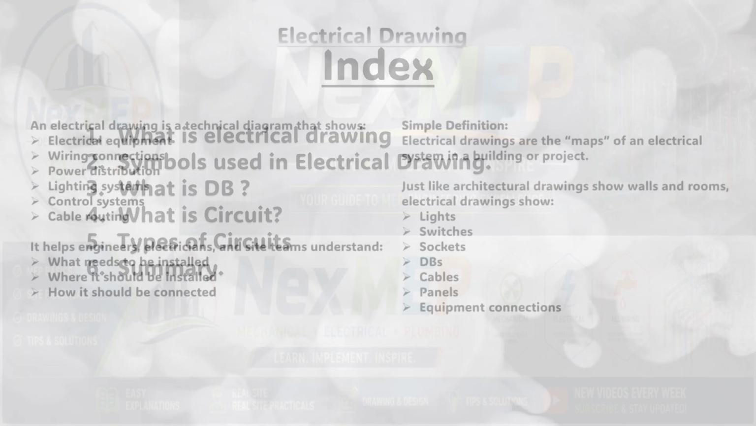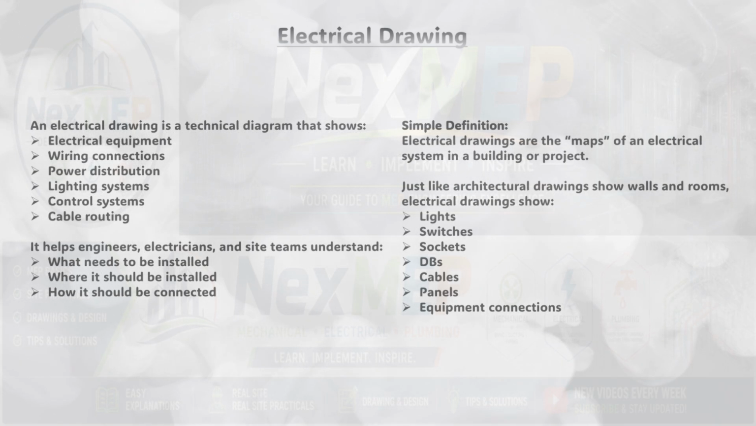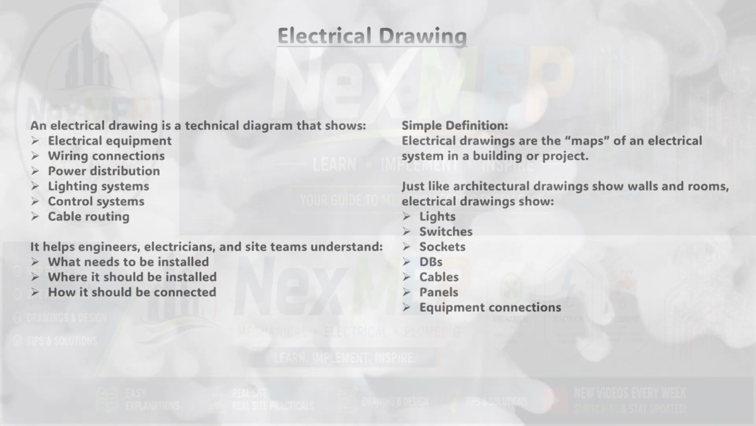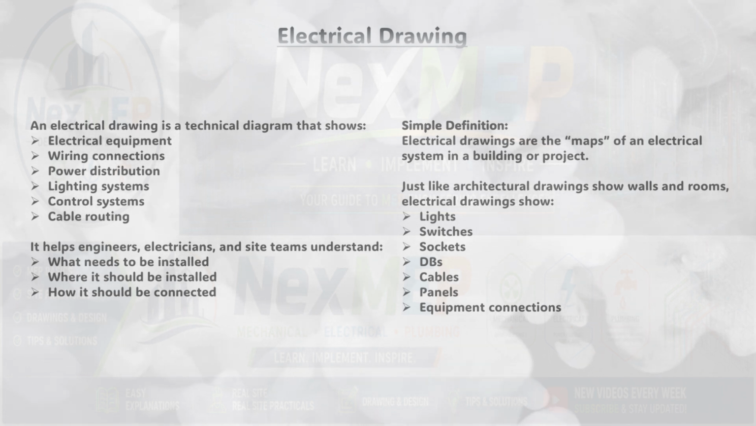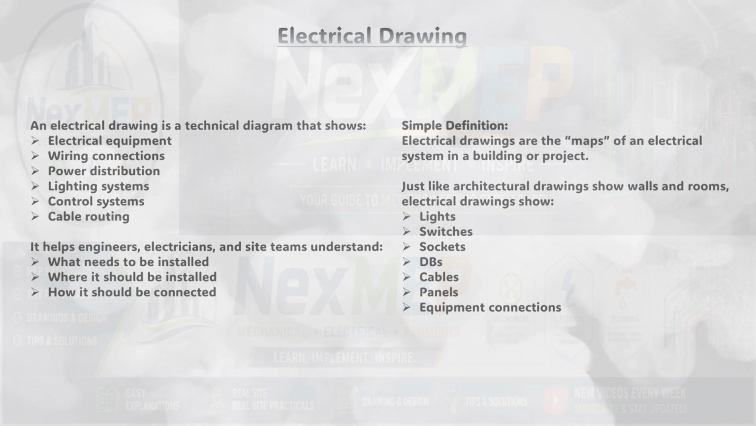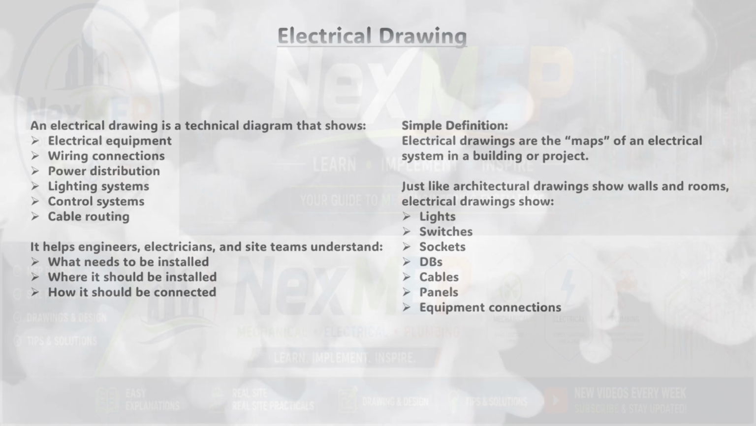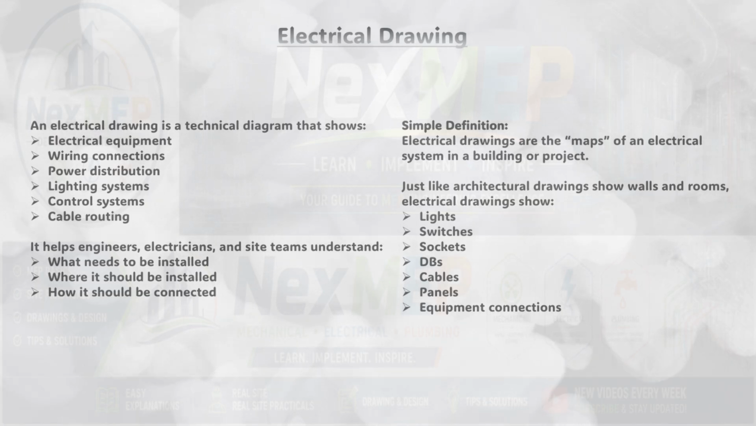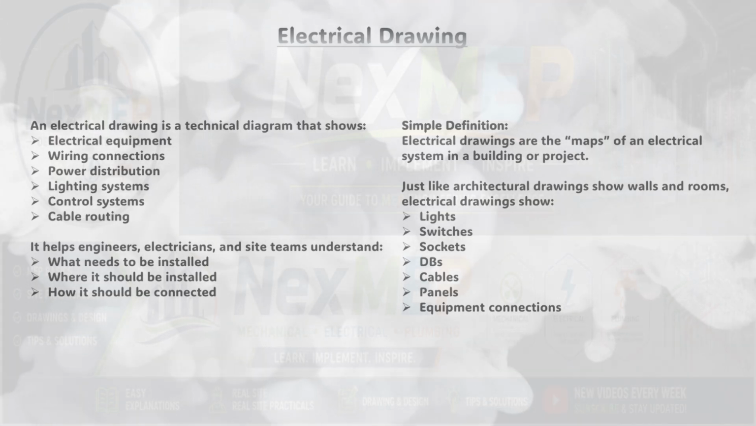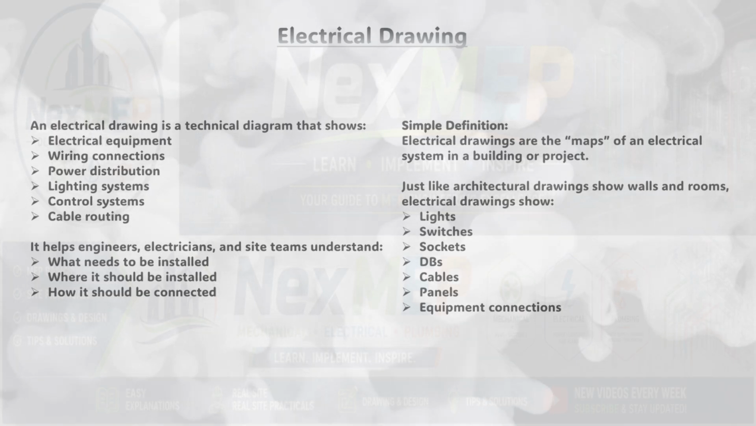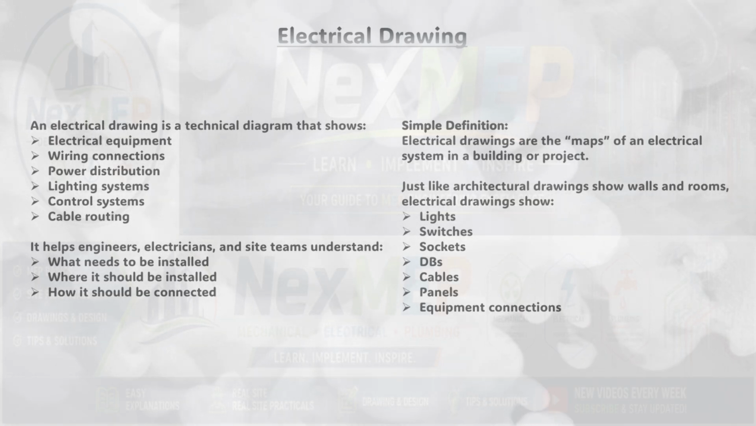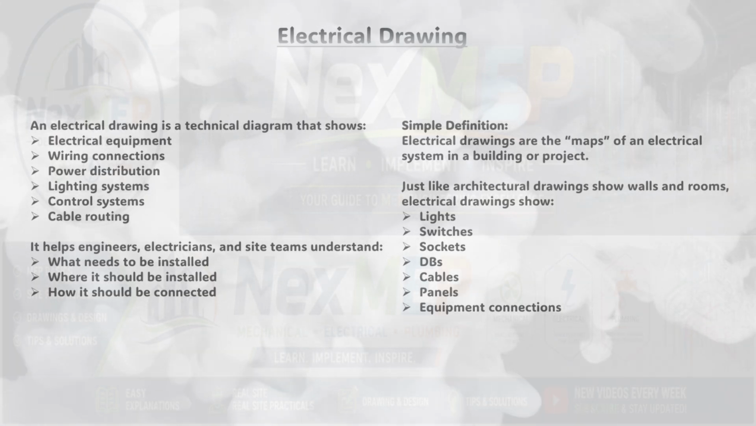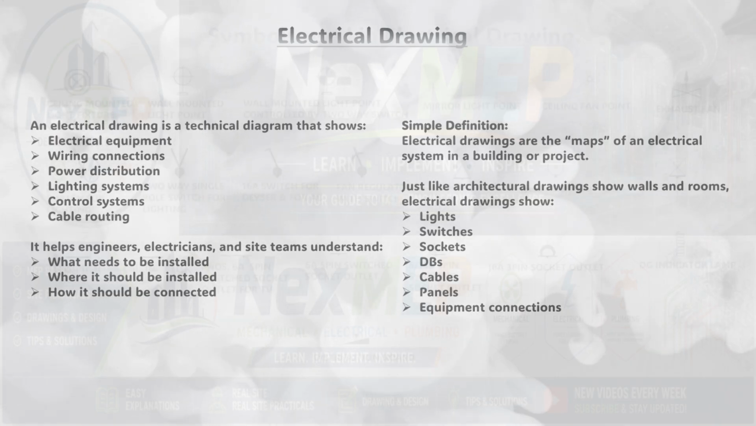drawing on site. Friends, an electrical drawing is a technical diagram that shows the complete electrical system of a building or project. Think of it this way: just like an architectural drawing shows walls, rooms, and doors, an electrical drawing is the map of the electrical system. It shows where electrical equipment is located, how wiring is connected, how power is distributed, lighting layouts, control systems, and cable routing. Without this drawing, no engineer, electrician, or site team can carry out electrical installation work properly. Remember, electrical drawings tell you what to install, where to install it, and how to connect it.